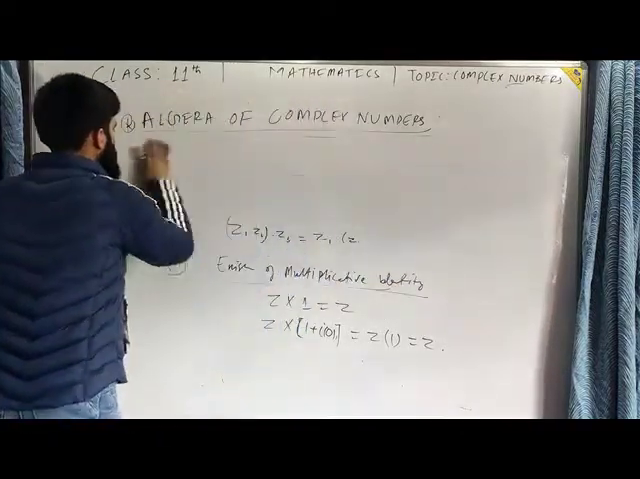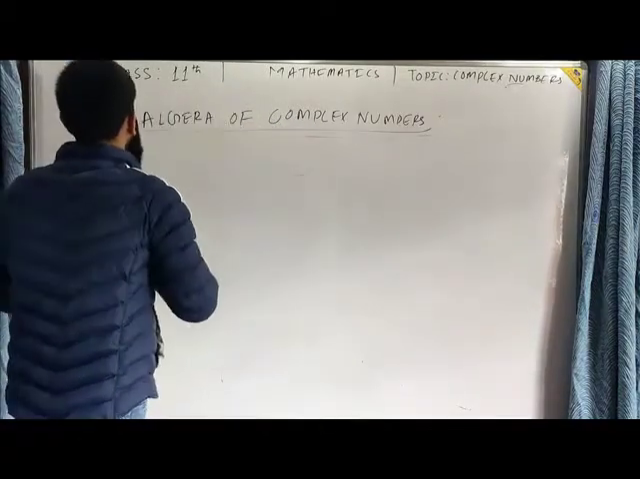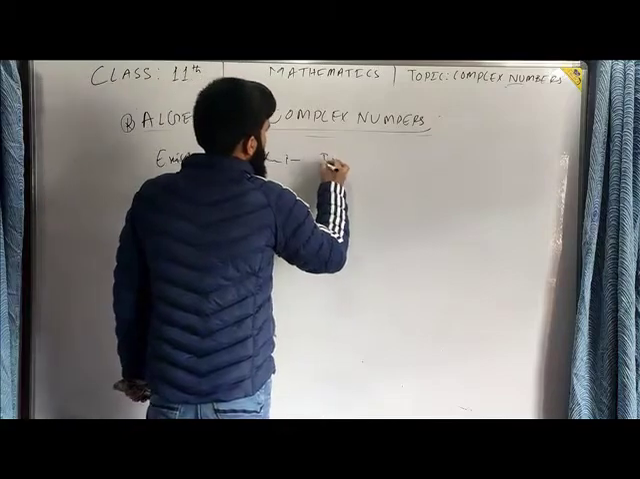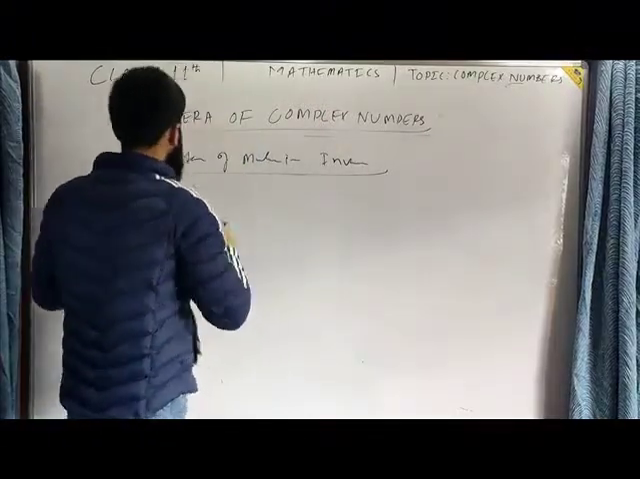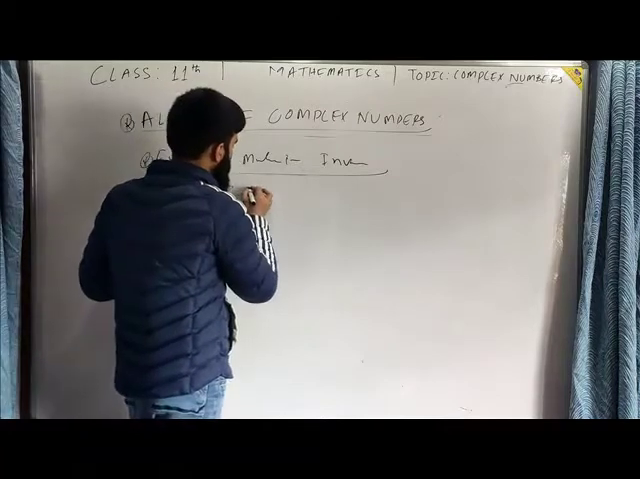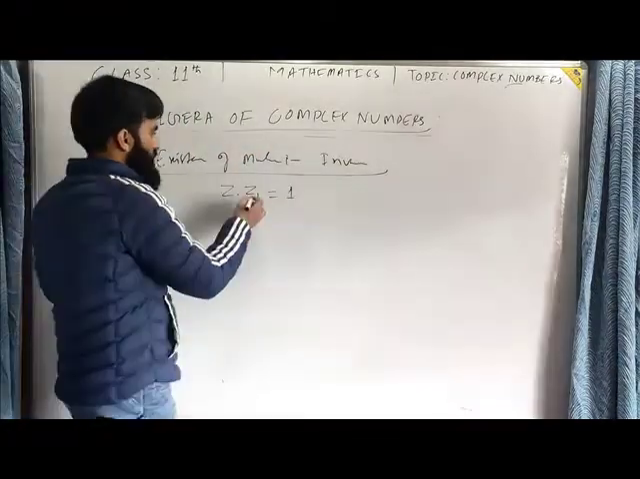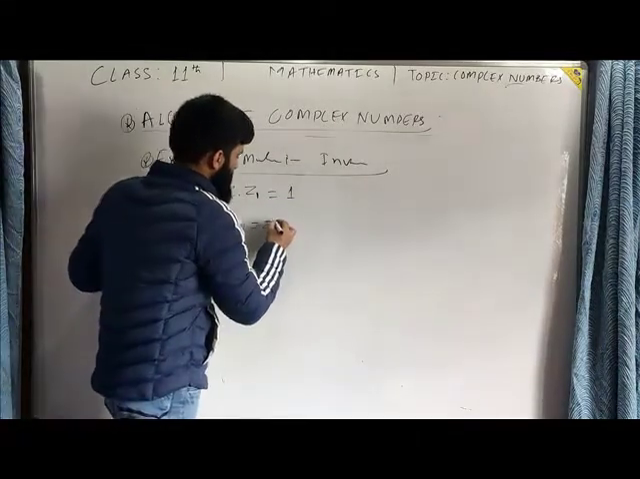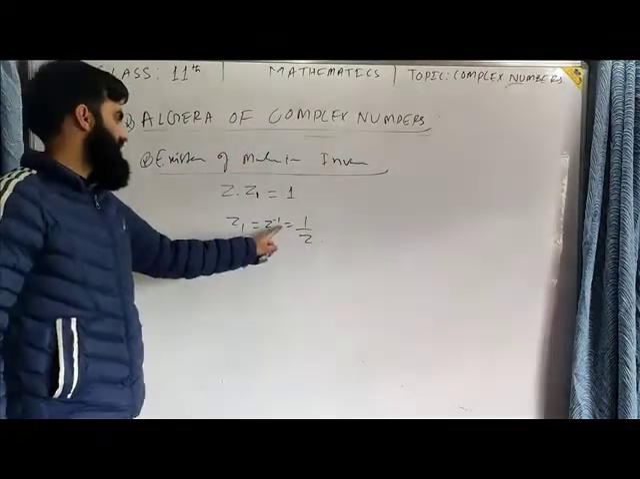Then we have the existence of multiplicative inverse. What is the multiplicative inverse? That is basically the reciprocal of a number. Suppose Z is a complex number. Then what do we multiply to a complex number in order to get the result as 1? That is called Z inverse, which is 1 upon Z. This is called the reciprocal of a complex number.